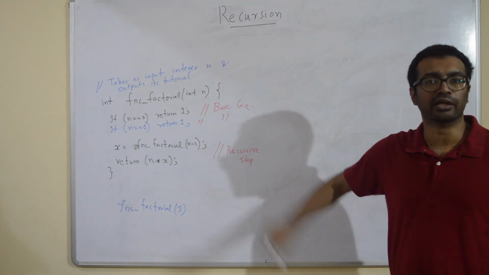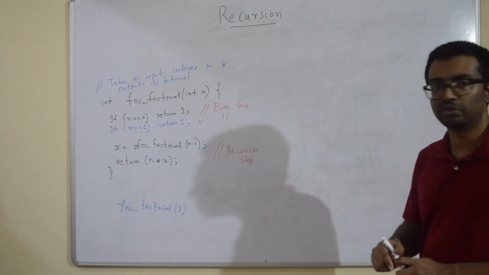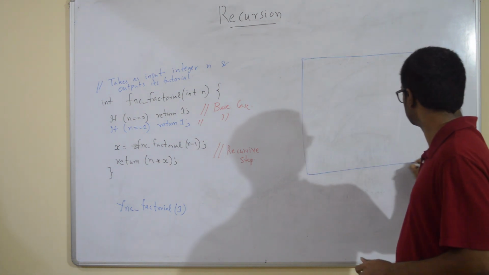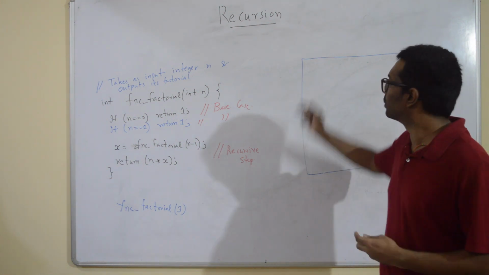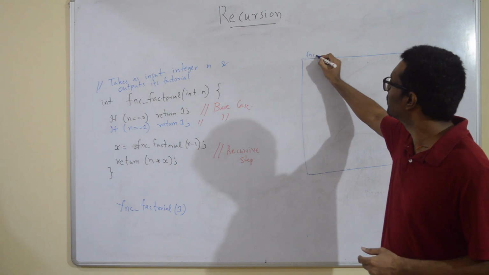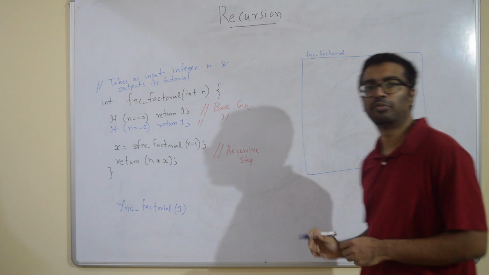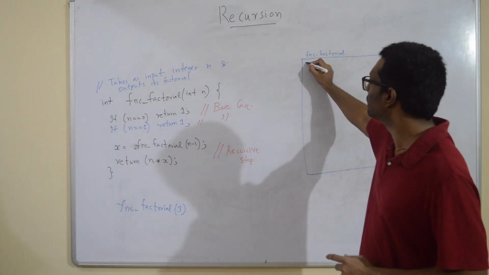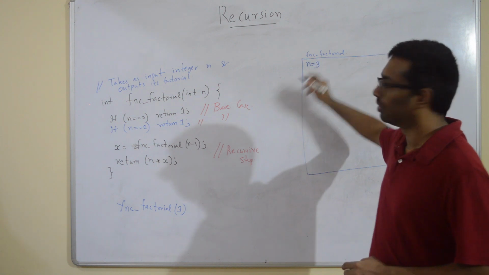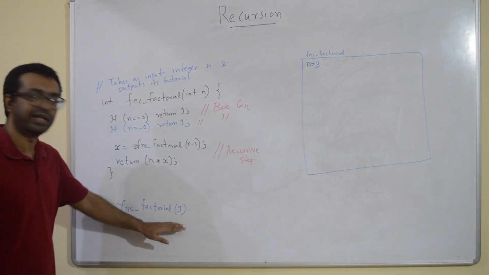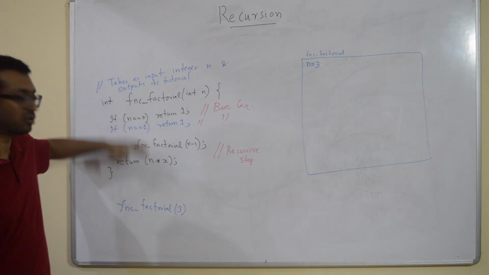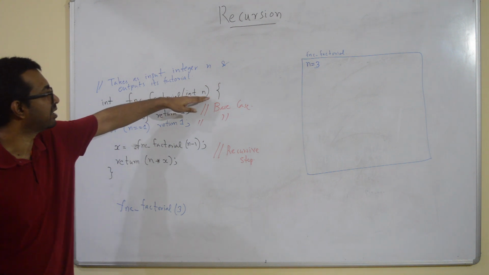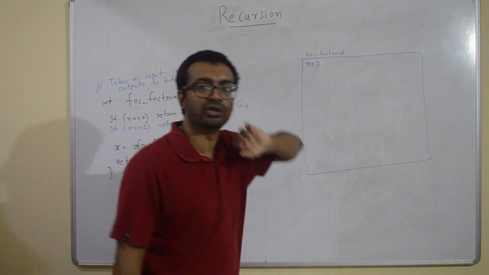Now I'm going to start running here. The first thing I'm going to do is draw some blocks. This is a block for the factorial function, and I can write here fnc factorial. Into this block I am sending n is equal to 3, because that's what I want to execute. The machine comes there and sees it's going to assign n is equal to 3, so I have put n is equal to 3.